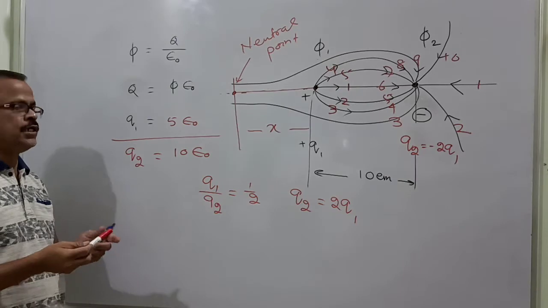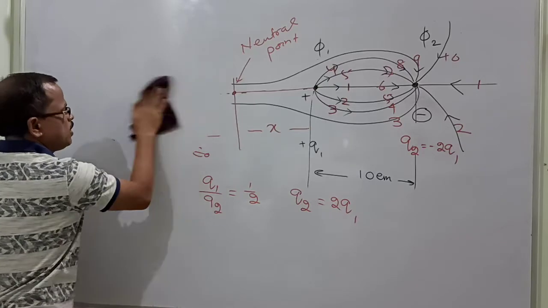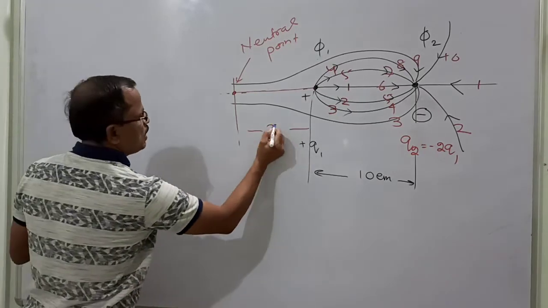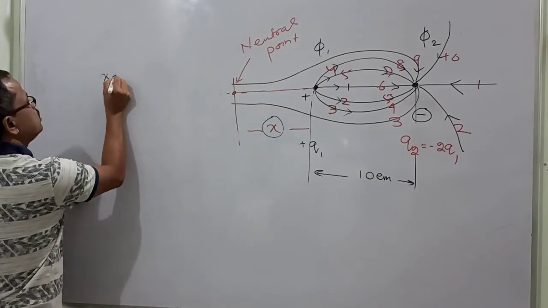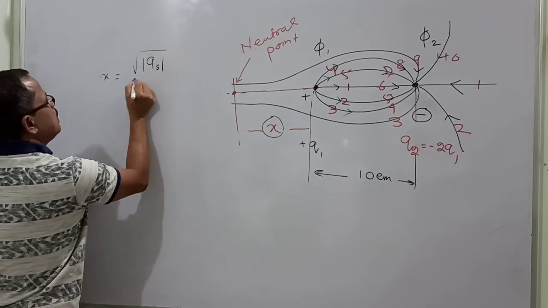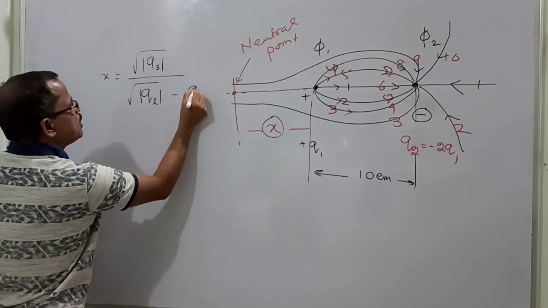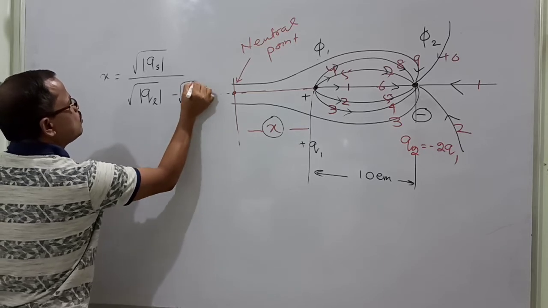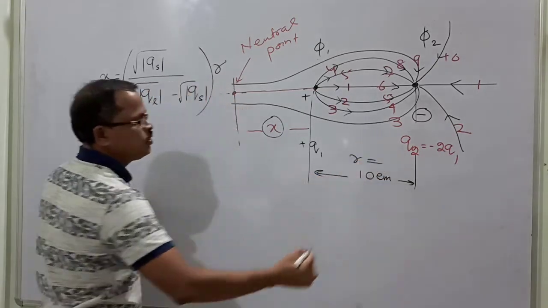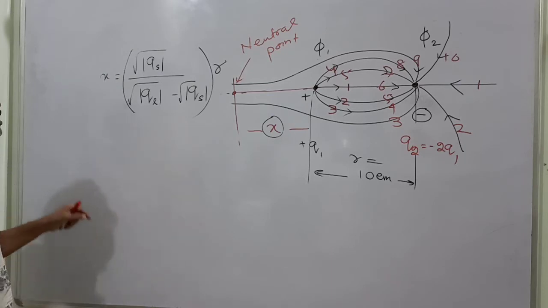Now come to the discussion. Already we have discussed in revision video number 1 how the neutral point is found. This value x will be obtained by the relation: x is equal to root of modulus of the small charge, divided by root of modulus of the larger charge minus root of modulus of the small charge, whole into the distance between the two charges. The distance between the two charges is equal to 10 centimeters. Please refer to video 1 of this series.